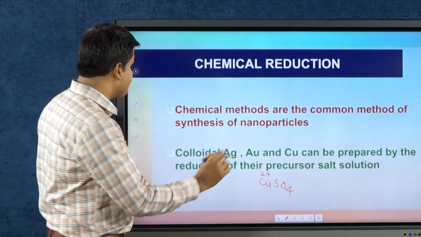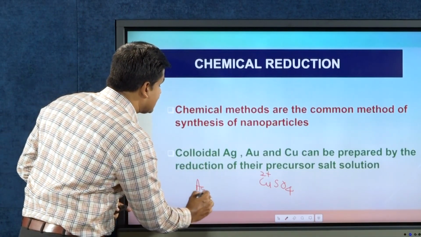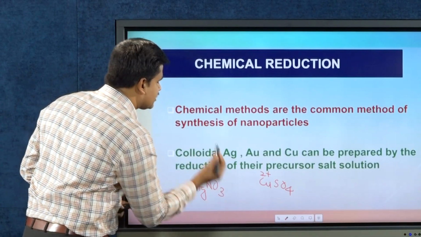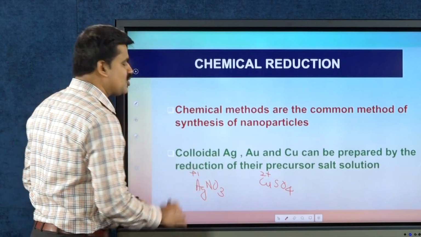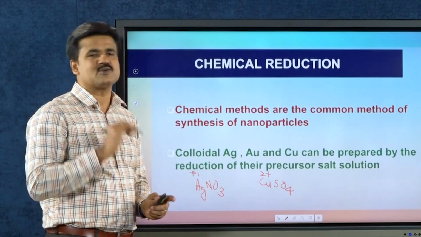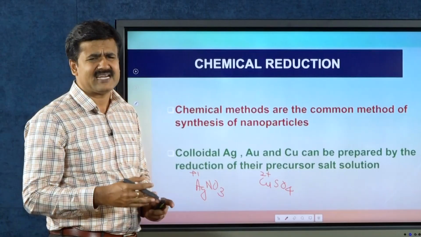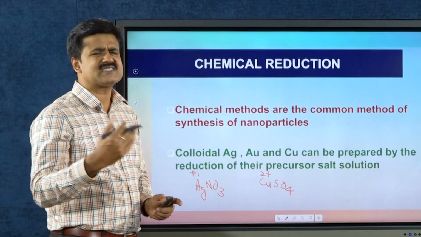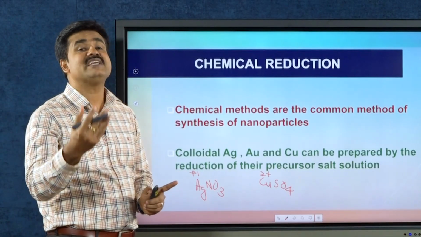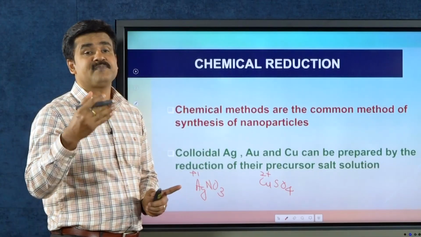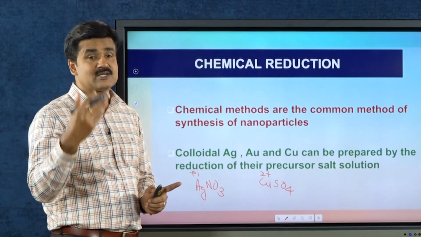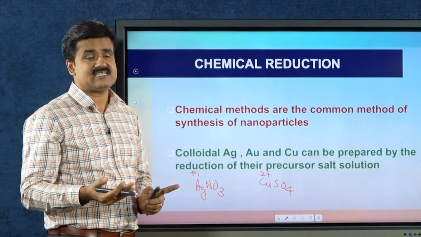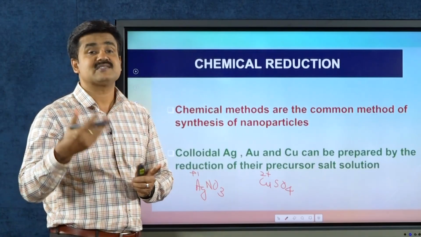In a similar way, if I am taking silver nitrate, AgNO3, as the precursor salt, silver is present in the +1 oxidation state. If I am using a suitable reducing agent like sodium borohydride, Ag+ is reduced to Ag0. Ag0 means silver in the free state, in the atomic state, that agglomerate together to produce nanoparticles.